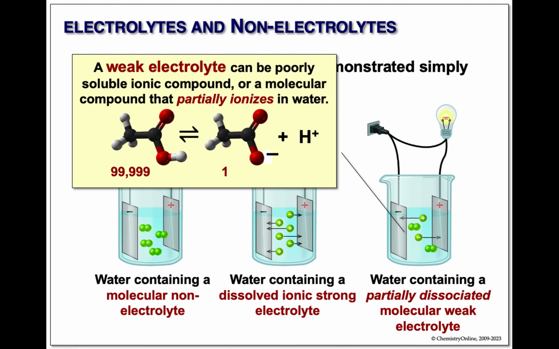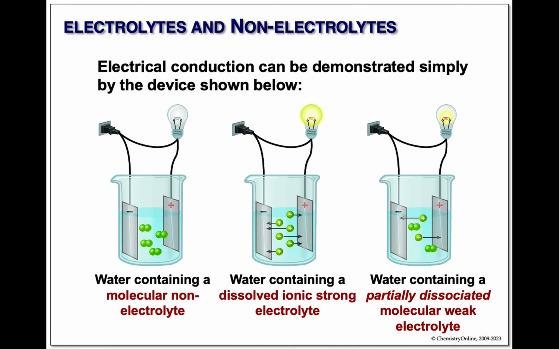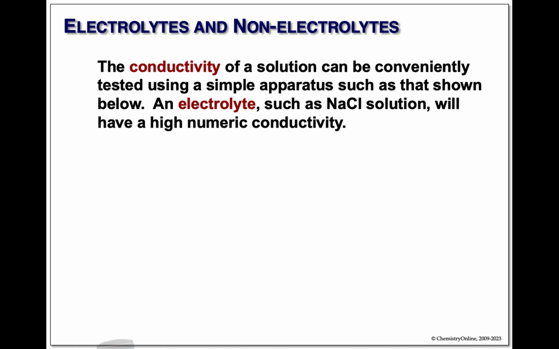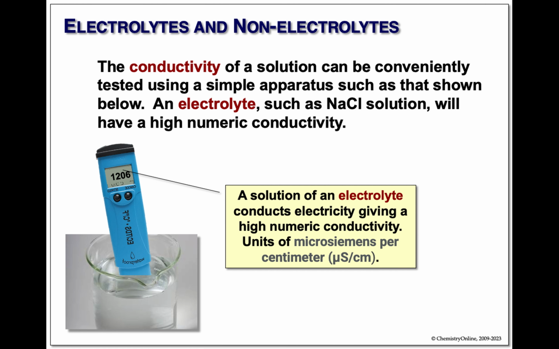Now this is the way it was when I was young. Today, we have instruments that are much, much safer to use. It's a conductivity meter. This is a solution that's an electrolyte, and you can get a digital readout in microsiemens per centimeter of the conductivity.